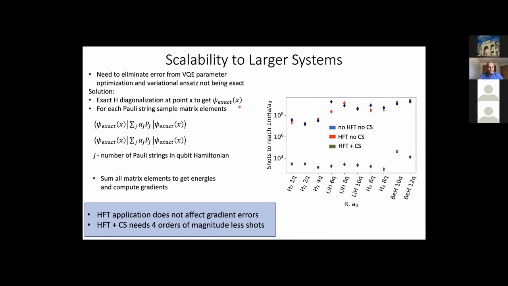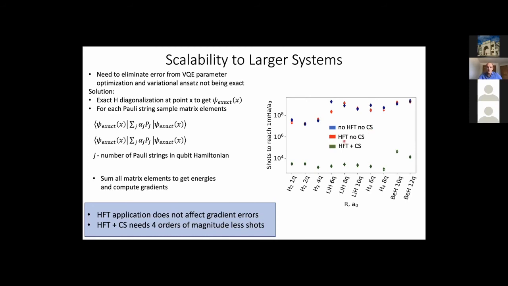And so after we do this exact diagonalization, for each Pauli string, we sample these matrix elements using the exact wave function. And we sum all those matrix elements to get energies and compute gradients. So here, the blue is the brute force approach without application of the Hellmann-Feynman theorem or correlated sampling.